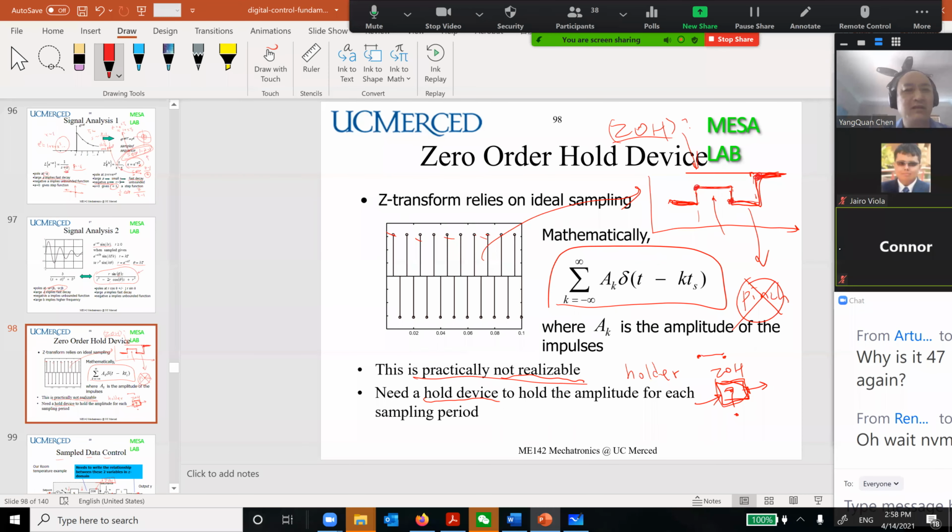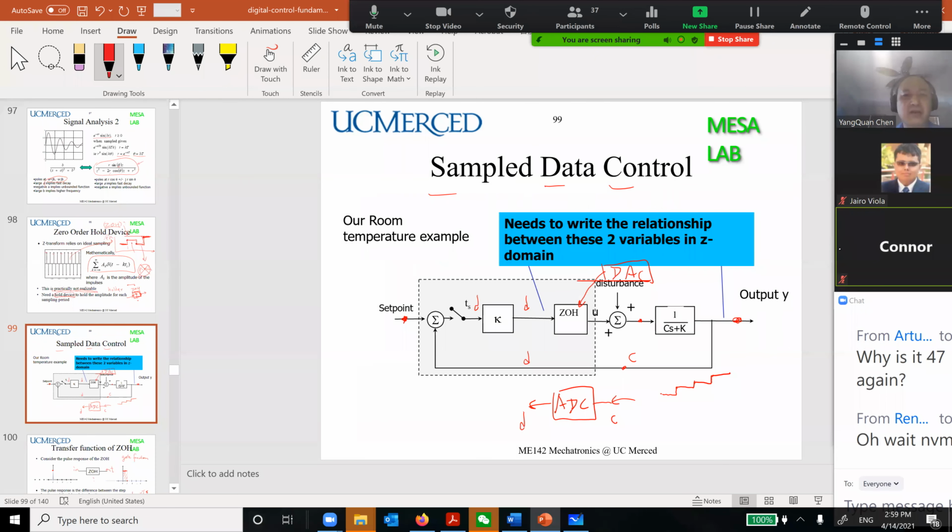So hold constant. This is called a zeroth order holder, okay. It's a device, actually. It's a hardware mechanism to make that happen. So in the real world, if you ask, what is the overall digital transfer function of this one?